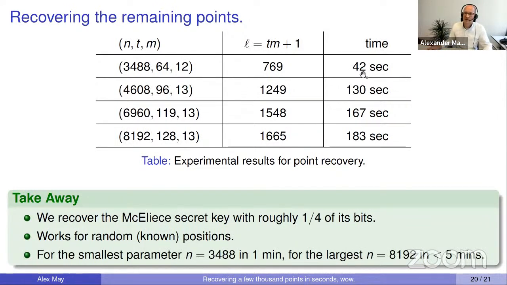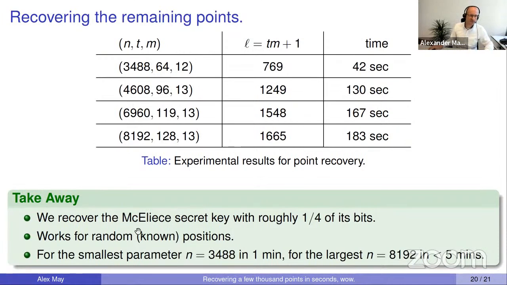So in total, as you recall, it was 18 seconds to recover the Goppa polynomial, 42 seconds for recovering the remaining points. So it's 1 minute in total for the smallest parameter set, and for the largest parameter set here, this is less than 3 minutes, or around 3 minutes. Okay, so you see it's super fast, yeah?